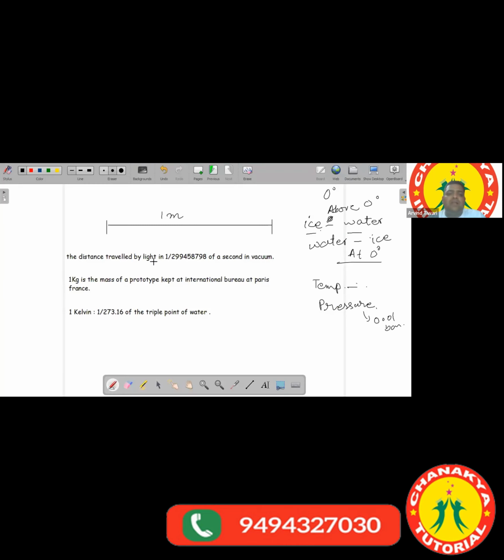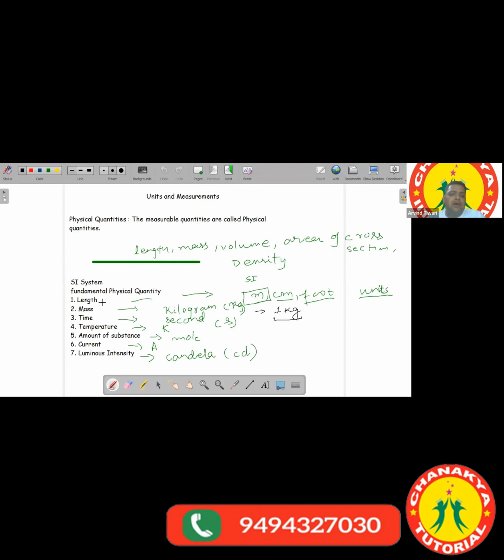All the other fundamental quantities, like we see here: length, mass, time, temperature. In the same way, amount of substance is mole. In the same way, it has also been defined. Current has also been defined as 1 ampere. So in a similar way, what current we will call 1 ampere of current. What amount of light will be there, so that we will call that light to be 1 candela.